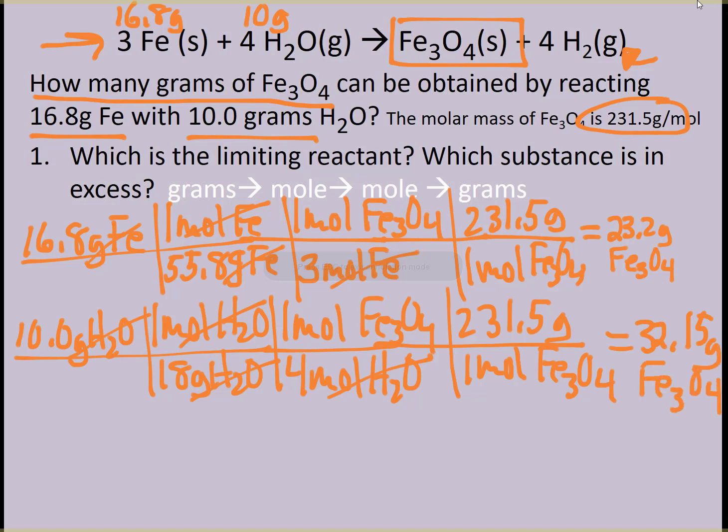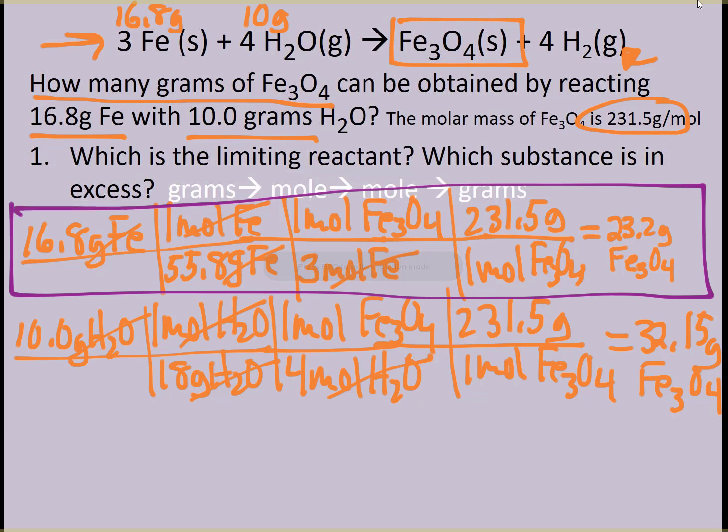So which of these is the limiting reactant? Well, it's the one that makes the least product. So iron is the limiting reactant. This is the one that occurs. This one is like the fake one. It's not going to happen. The reason it's not going to happen is because my iron's going to run out way before I can use up all the water. So the water's in excess and the iron is the limiting reactant.